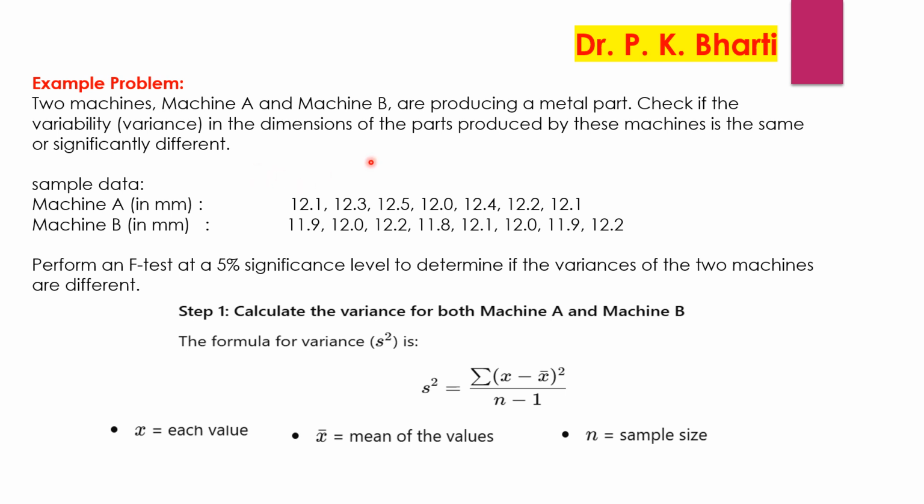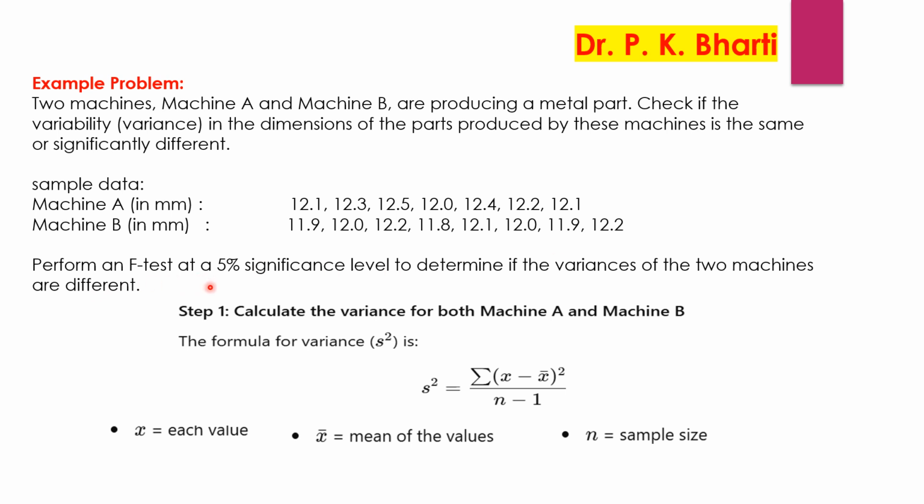So let us see how to perform F test with the help of a solved example. We have already seen the steps which will be used for performing F test. Here is an example. Two machines, machine A and machine B, are producing a metal part. Check if the variability or variance in the dimension of the parts produced by these machines is the same or significantly different. The data from two machines is given and the dimensions in mm are given here. We have to check whether there is a significant difference in variability or variance or not.